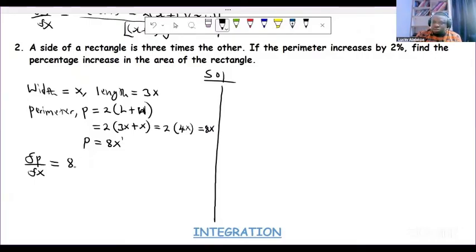Good. So we want the increase in P, which is dP over P. And what is dP? Right? What's our dP? Our change in P, what is it?